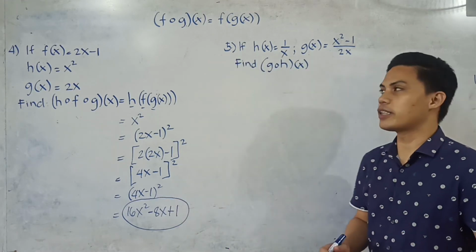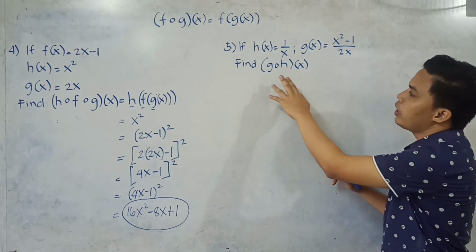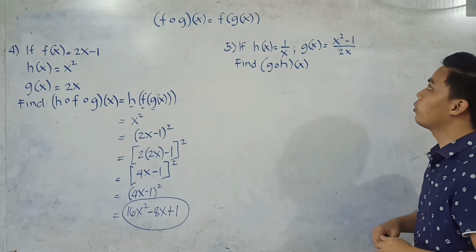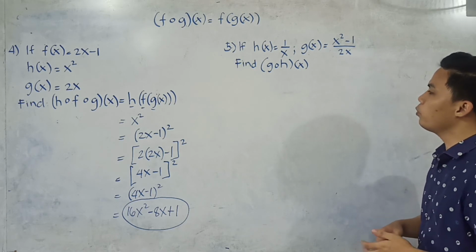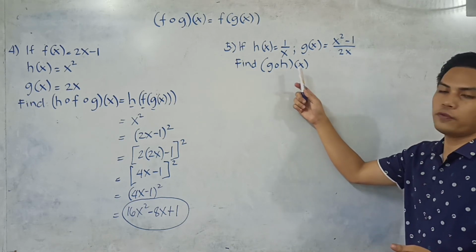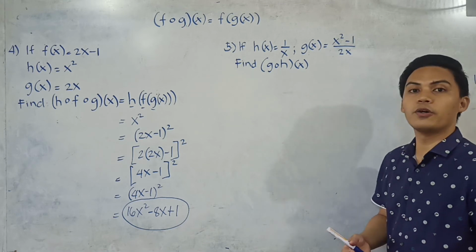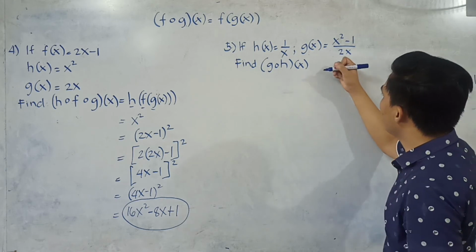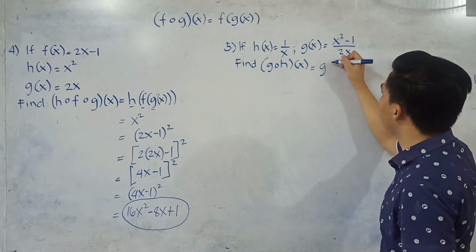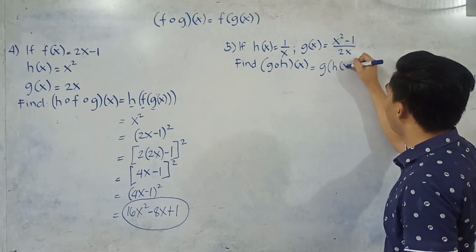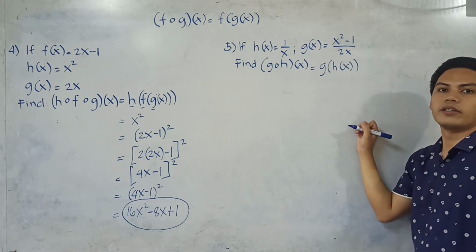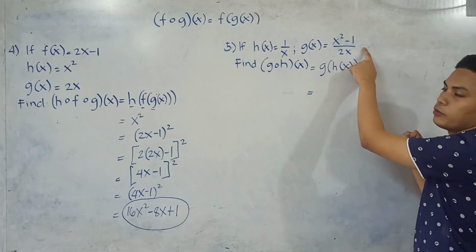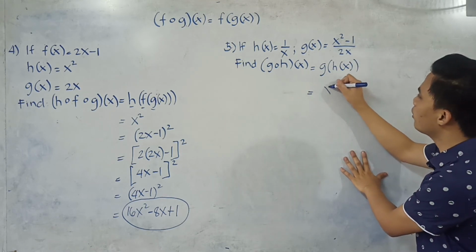Now, how about the last example? We have here, if h of x is equal to 1 over x and g of x is equal to x squared minus 1 all over 2x, find g of h of x. So again, yung outer natin would be the function of g. So this is, again, equivalent to g of h of x. Okay? So yung outer natin would be this one. Yun muna yung unahin mong isulat.